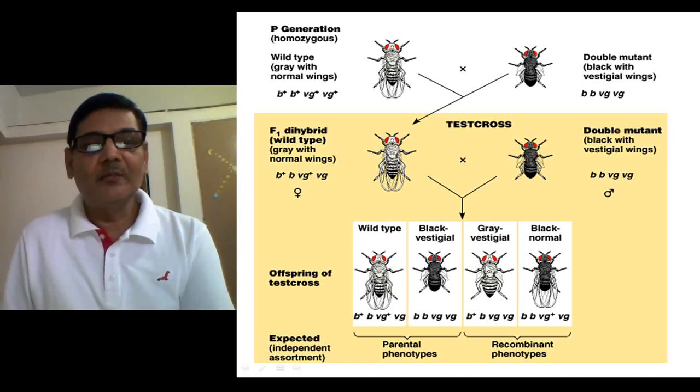But you will have 2 other kinds of flies which will be normal for one phenotype and mutant for the other phenotype. Like you will have gray bodied flies but having vestigial wing, and also you will have flies with black body color and normal wing. So these flies are actually recombinant flies. They are obtained only because of crossing over between the two genes.